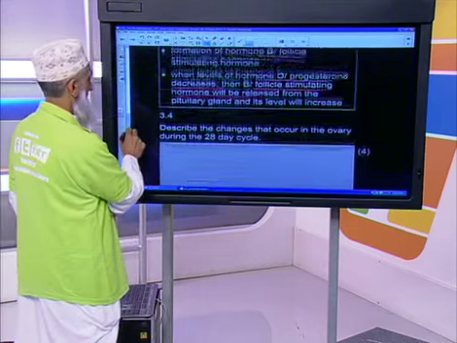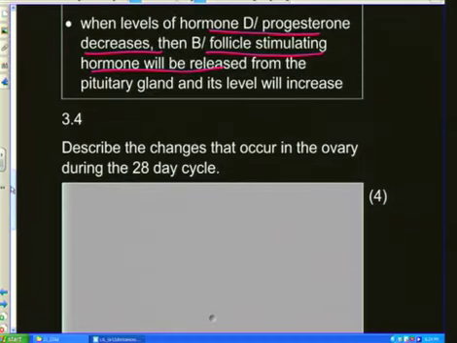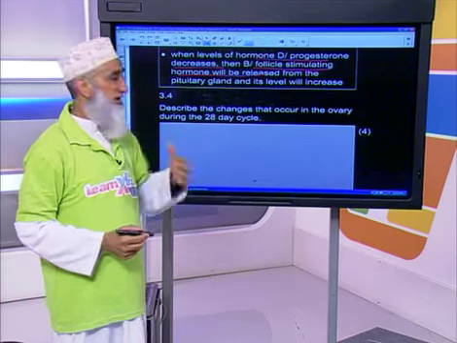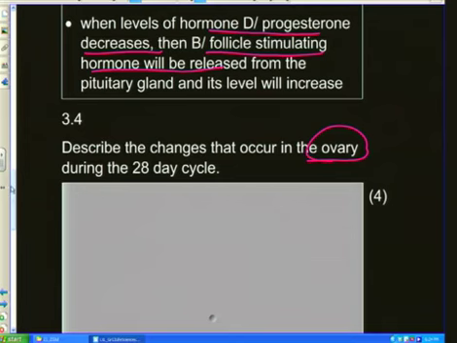Okay? Describe the changes that occur in the ovary during the 28-day cycle. Now, without this graph, you could have answered this question because it's just telling you to tell us what happens in the ovary in the 28-day cycle.